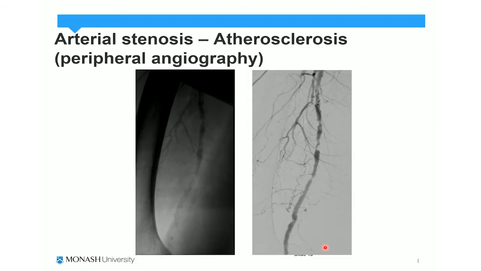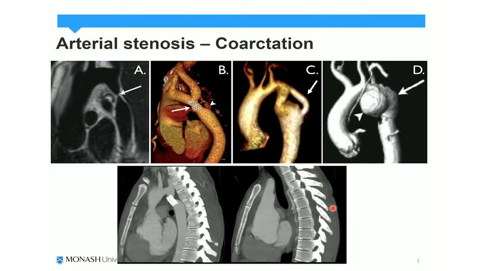This is atherosclerotic disease in the lower limb. So this is the knee joint down here. Hip is up above. You can see here narrowings all the way along the vessel. Coarctation is a narrowing of the aorta. It's shown on various modalities here. So A is MRI, B, C and D are CT images, volume rendered and surface shaded.